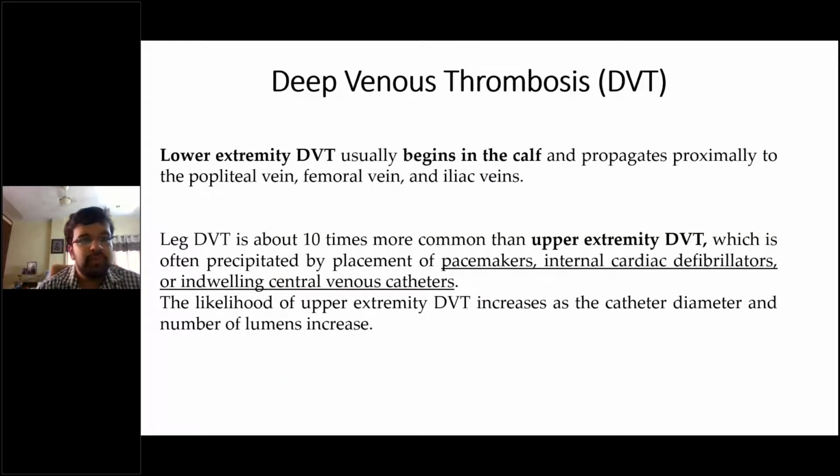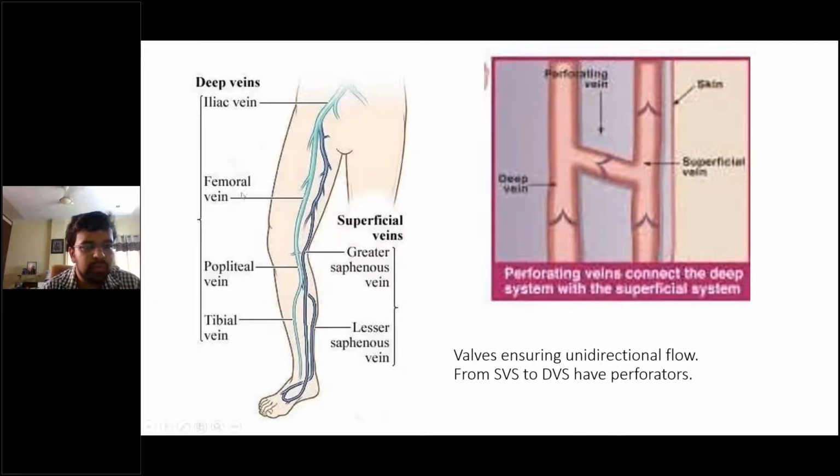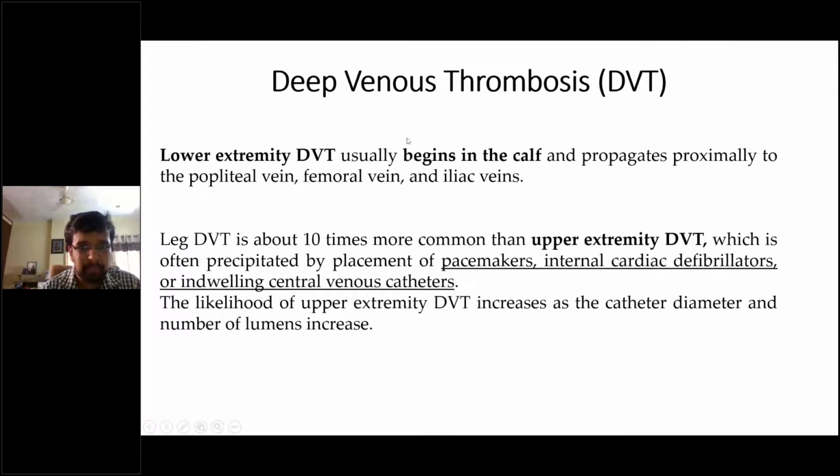So deep venous thrombosis again can happen in the lower extremities as well as in the upper extremities. Leg DVT is 10 times more common than upper extremity DVTs. The lower extremity DVT usually begins in the calf and it will propagate proximally to the popliteal vein, to the femoral vein, and subsequently to the iliac vein, right? But it is most commonly in the calf.